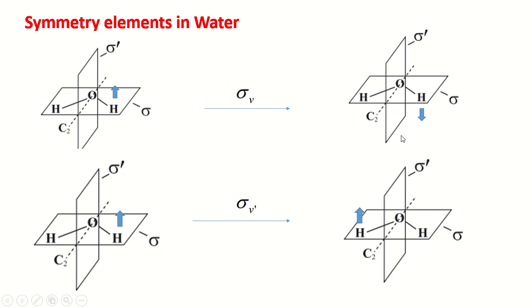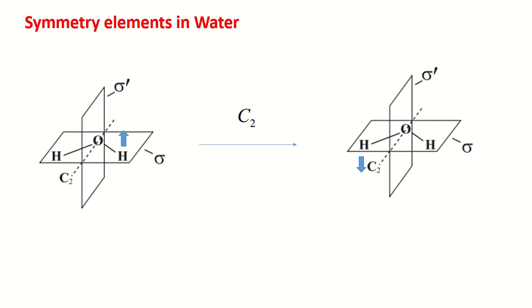We should keep in mind that these are the symmetry operation products after applying sigma v and sigma v dash to the water molecule, and this will definitely help us construct the complete multiplication table for the water molecule.